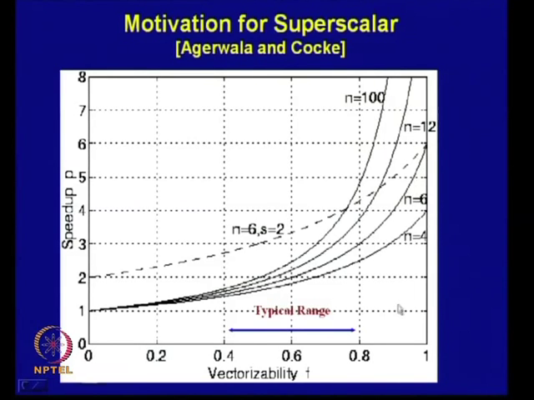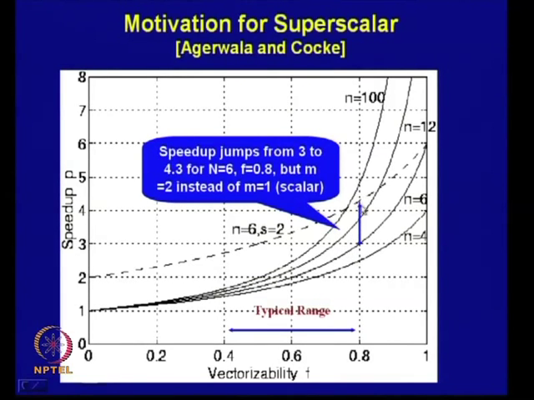So, for the same number of stages, if we increase the number of issue from 1 to 2, as you can see here, at this point corresponding to ILP or vectorizability equal to 0.8, we get a speed up of 3 for the conventional pipeline without any parallelism, I mean more than one instruction issued. Now, if you increase the number of issue to 2, the speed up jumps from 3 to 4.3 for n equal to 6, where n is the number of stages, and f equal to 0.8, that is the parallelism, but m equal to 2, that means the number of instructions issued is 2 instead of m equal to 1. M equal to 1 corresponds to the scalar pipeline processor.